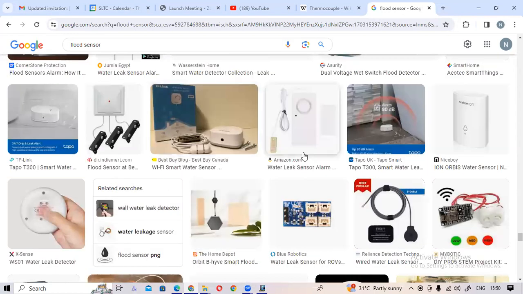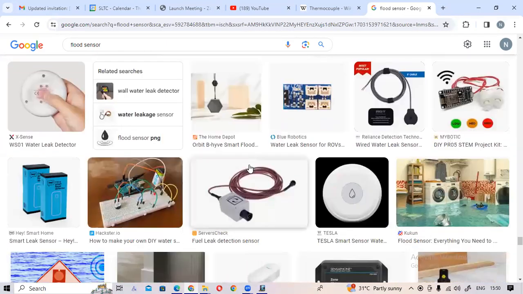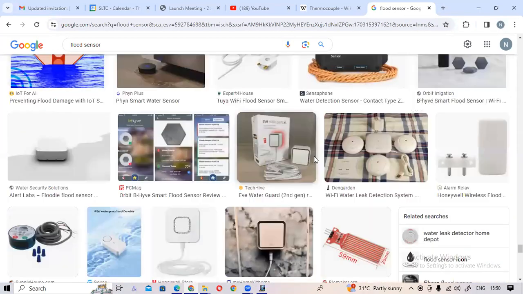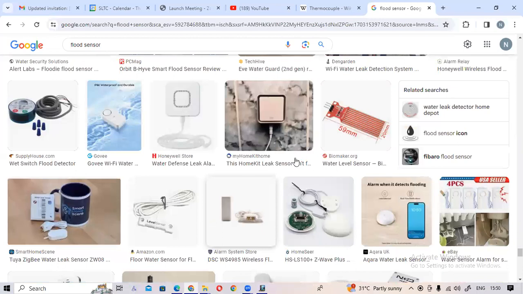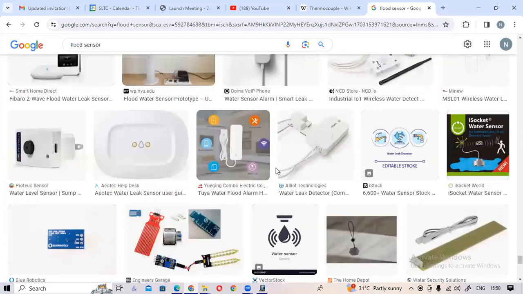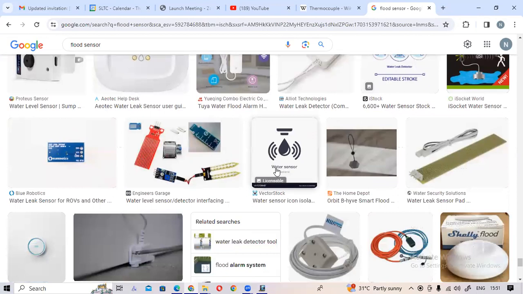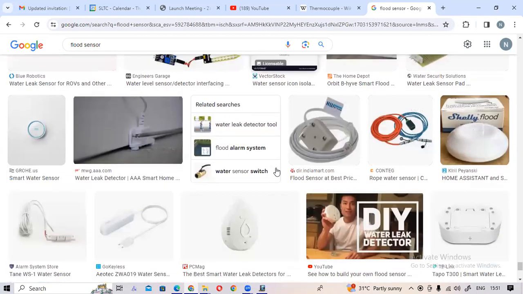So, most of these are flood sensors. Some sensors are wireless sensors. Some are wired sensors. This looks like a smoke sensor. I don't know, but you can go to the details and check.